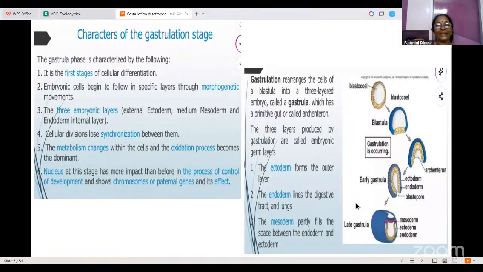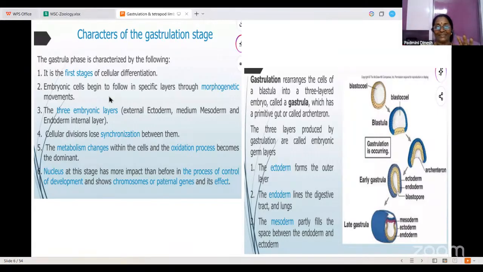Now, what are the characters of gastrulation? You'll have to understand the characters first. So when you're talking about the characters, this is the first stage of cellular differentiation. As I told you, gastrulation is a very, very important stage. And this is the first stage of cellular differentiation. An embryonic cell begins to follow specific layers through morphogenetic movement.